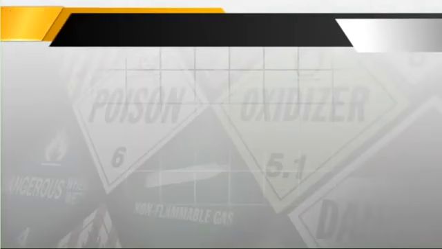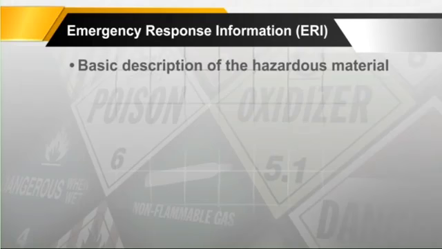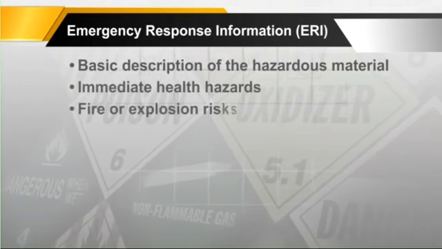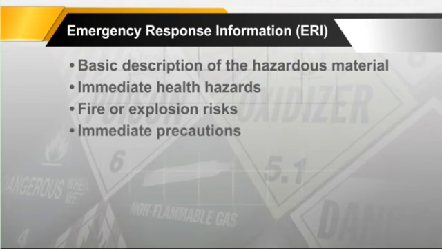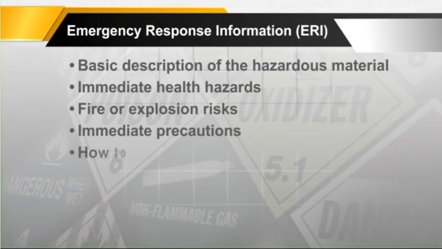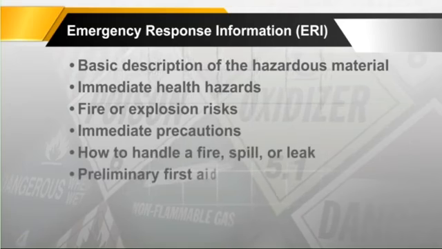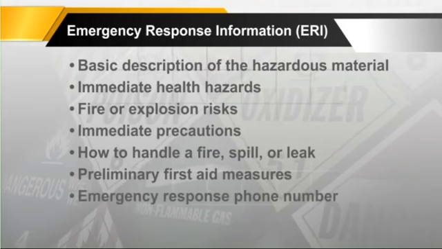One area you should pay particular attention to is the emergency response information requirements. At a minimum, you should receive the basic description of the hazardous material, the immediate health hazards, fire or explosion risks, immediate precautions to take in the event of an incident, how to handle a fire, spill, or leak, preliminary first aid measures to take, and an emergency response phone number.